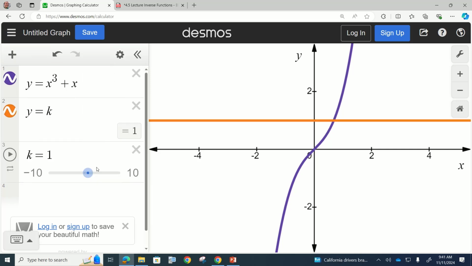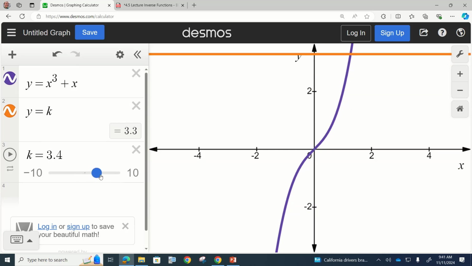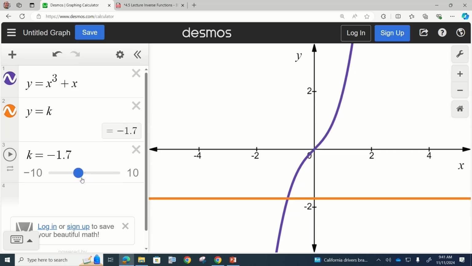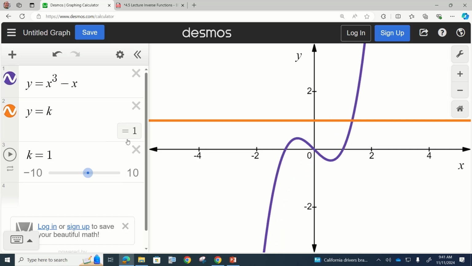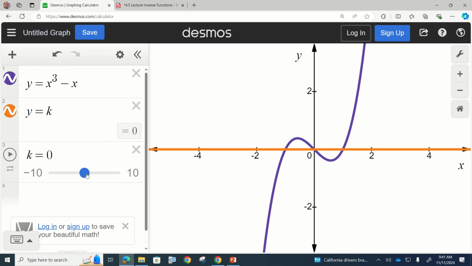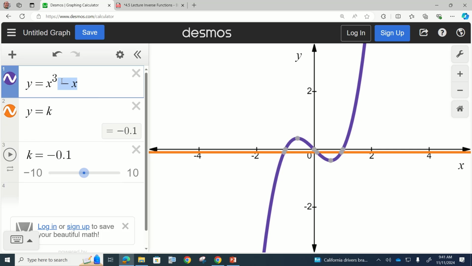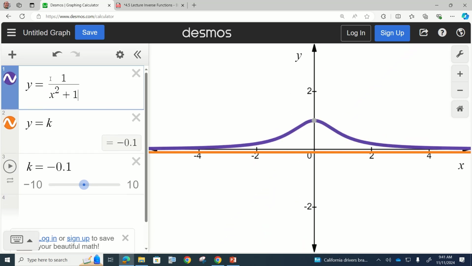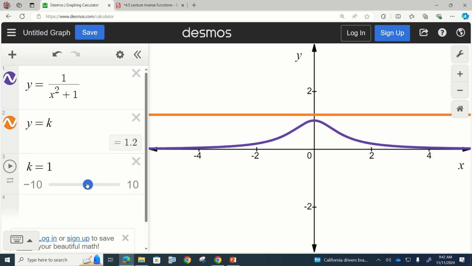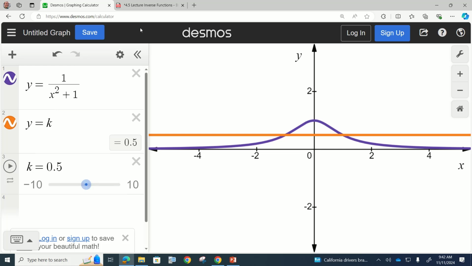Here's my function. Here's my horizontal line. Is this function one-to-one? Yeah, because it only passes through one time. Okay. Is this function one-to-one? No, because I can find a place where the horizontal line passes through more than once. All right. Is this a one-to-one function? No, because again, more than once.